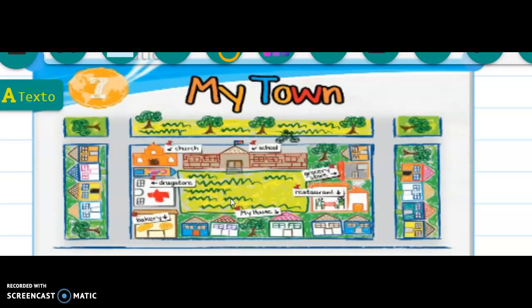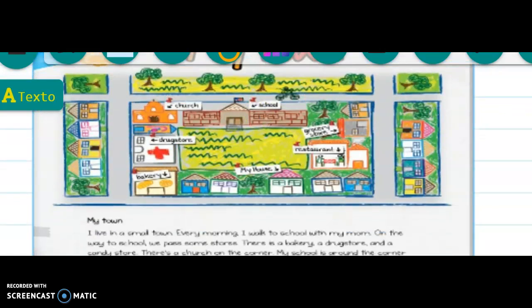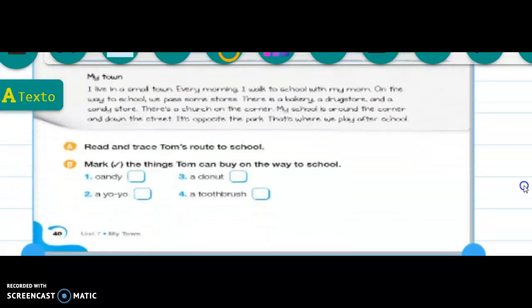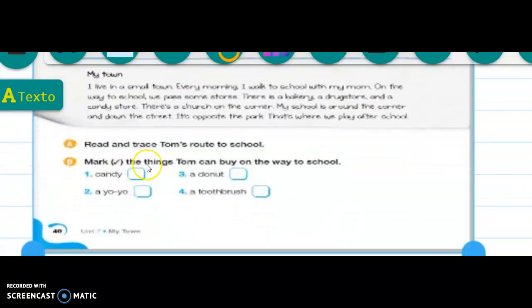Okay, I need you, please, with your pencil, to draw the way to school. Okay. D. Mark the things Tom comes by on the way to school. Here. Mark the things Tom comes by on the way to school.